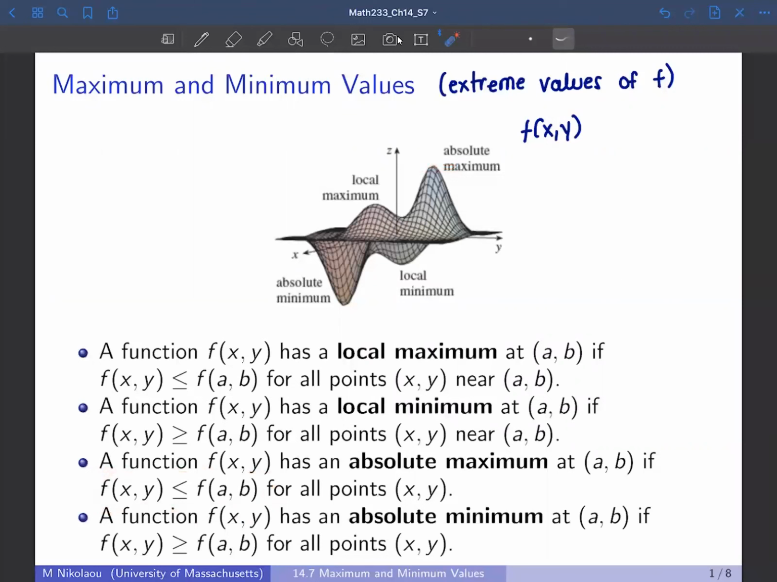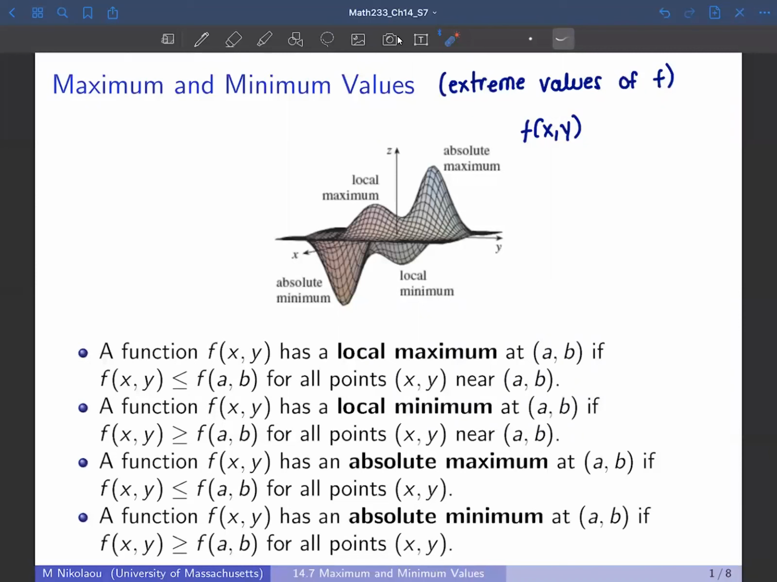Now, the function has an absolute minimum at a point a, b if for all points x comma y, the value of f of x comma y is greater or equal to the value of f at the point a, b, and that happens at this point over here. So in this case, we have an absolute minimum, and this is the minimum value that the function takes in all the domain where the function is defined.